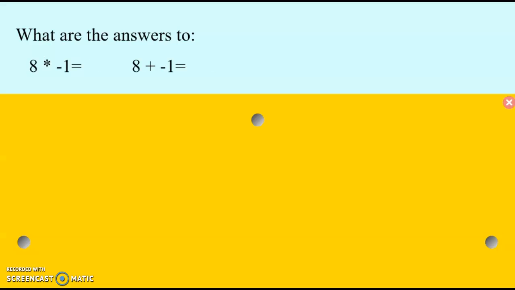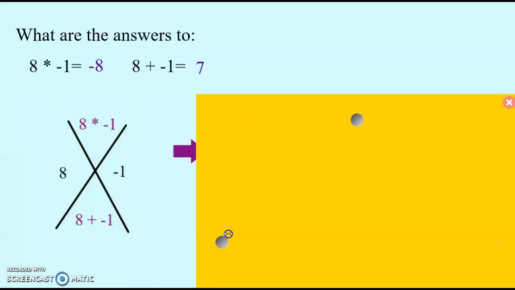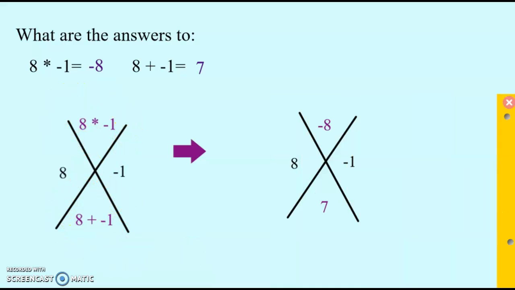How about this one? What are the answers to 8 times a negative 1 and 8 plus a negative 1? So we get this, and we get this, and now we're going to put the product into the top and the sum into the bottom, and that gives us the answer to our diamond puzzle. I know these look pretty easy, but they really will be helpful when it's time to do the factoring.